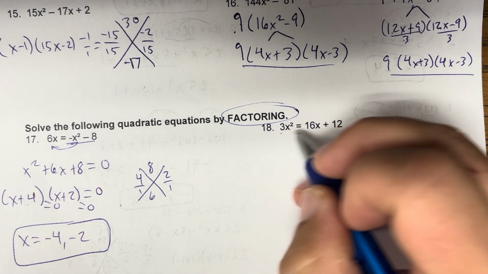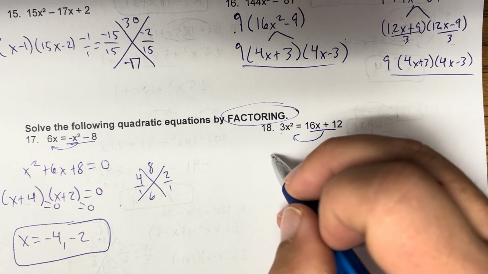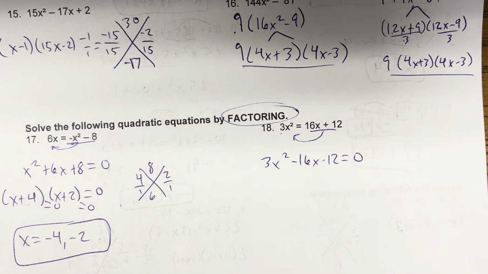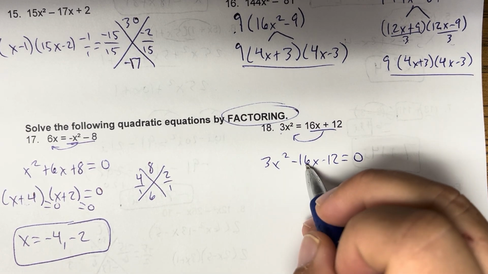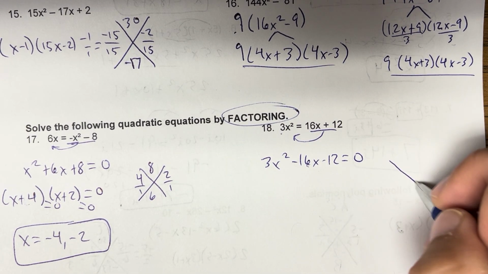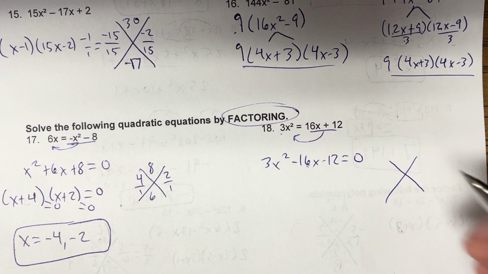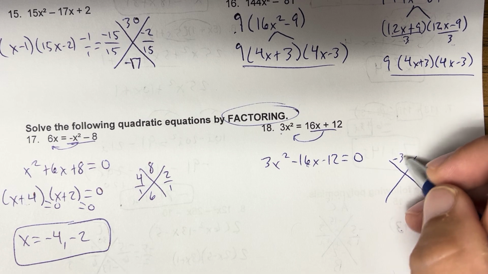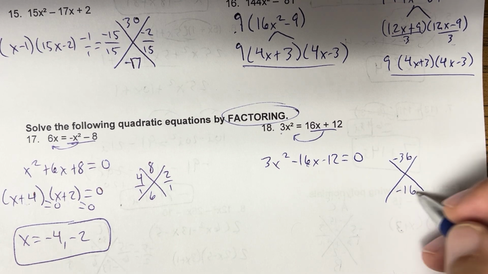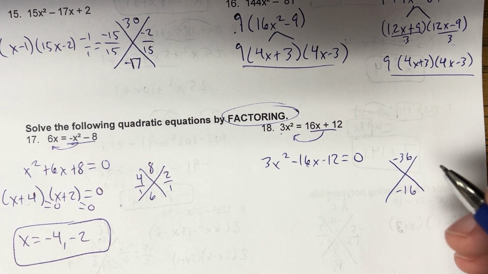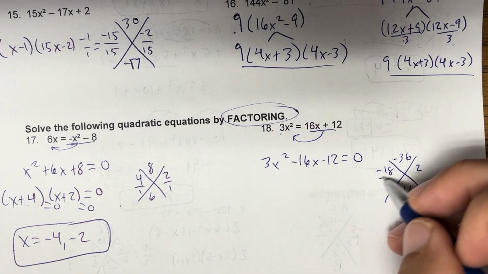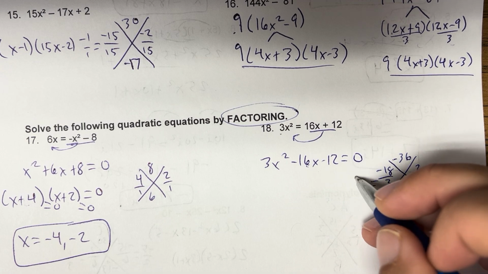On this one, my a is positive, so I'm going to move these two over here. And so I have 3x squared minus 16x minus 12 equals 0. That's not divisible by 3, and so let's see, what multiplies to negative 36 and adds to negative 16? That's going to be negative 18 and positive 2. And we'll divide by 3.